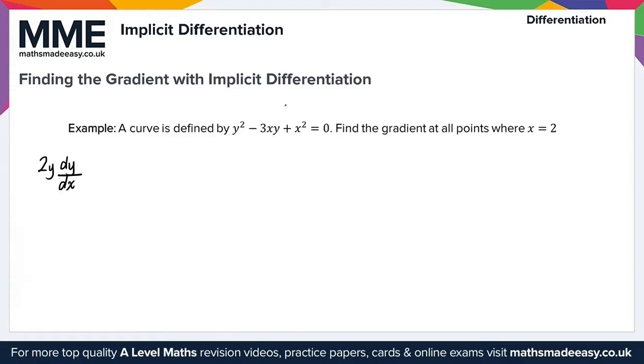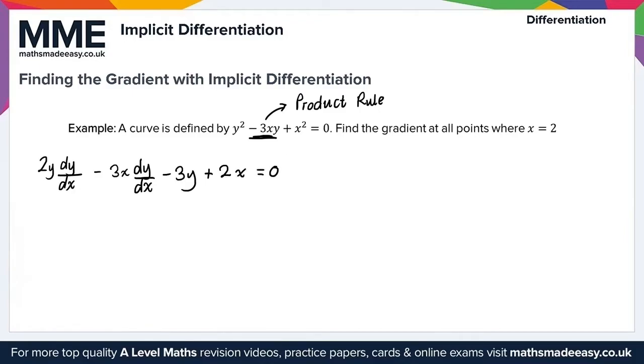For this minus 3xy here, we need to use the product rule. So if you use the product rule here, what you're going to get is minus 3x dy by dx minus 3y. So if we differentiate minus 3xy implicitly, this is what we get: minus 3x dy by dx minus 3y. And finally then, x squared here would just simply give us plus 2x. And this is still equal to 0.